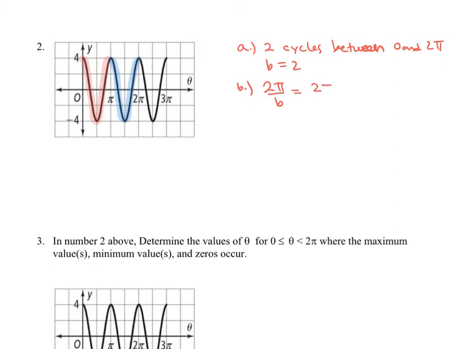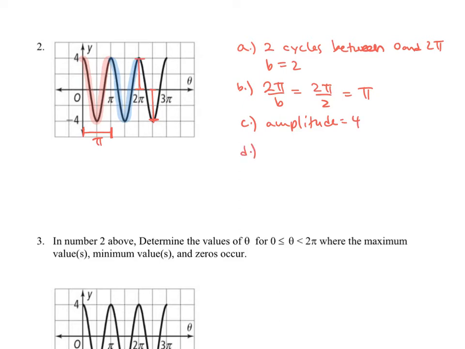And in this case, 2 pi over 2 gives us pi. So the length of one cycle is pi units. C, the amplitude, is the distance from the midline to the maximum value or the midline to the minimum value. That's going to be 4 units in this problem.